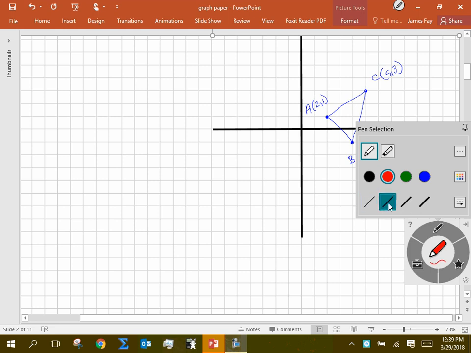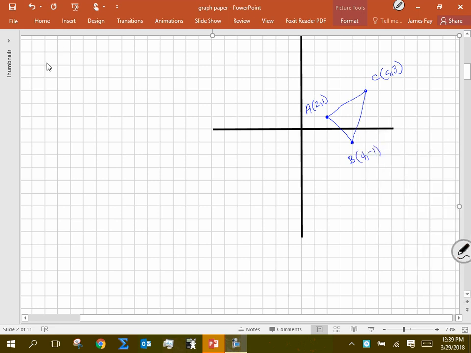And I want to do the following. I want to take a translation of, let's just go 2, -1, composed with, let's just do a rotation of 180 degrees of triangle ABC. So that is our pre-image. Okay. If we were going to rewrite that without that dot in there, we would write it this way.